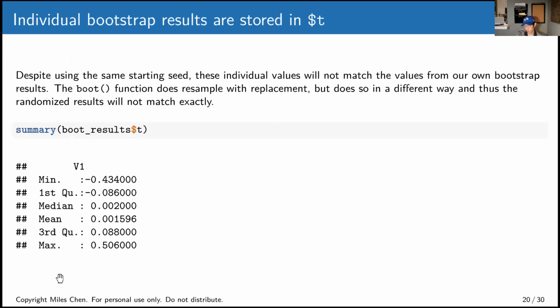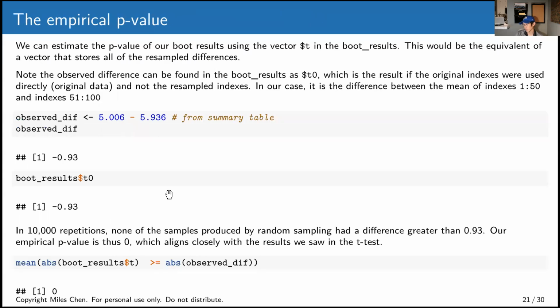And the answer is no. This happened 0 times. The largest difference we ever encountered was 5.06. The most negative difference we ever encountered was negative 0.434. Neither of those has an absolute value greater than 0.93. So after 10,000 repetitions, we never saw a difference of 0.93 by random chance. That kind of difference just never happened.